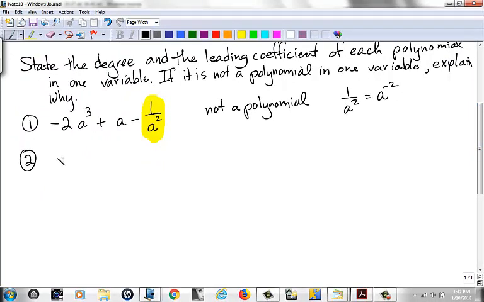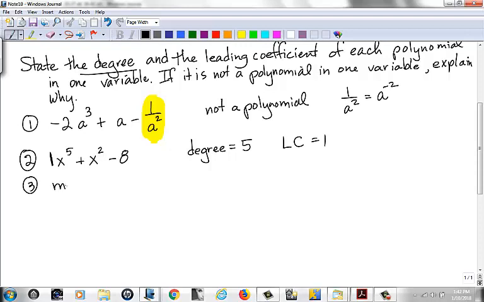Okay. Second example. Say we have x to the 5th plus x to the 2nd minus 8. Does that satisfy the definition? Yes. So that is a polynomial. If it is a polynomial, they want you to give the degree. Yep. So the degree is 5. We're just going to use LC for leading coefficient. The number in front of that is 1.